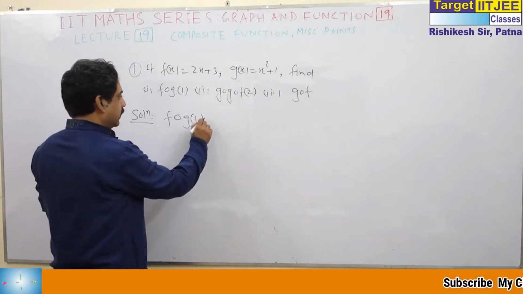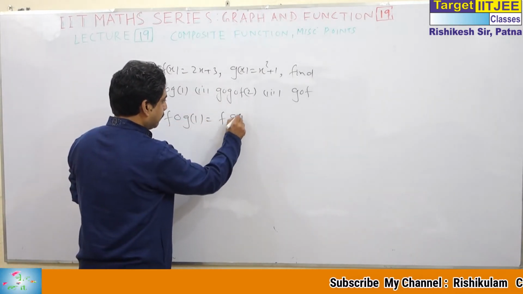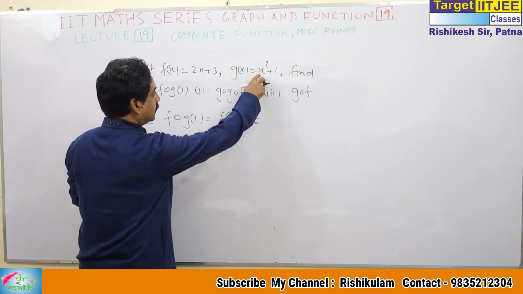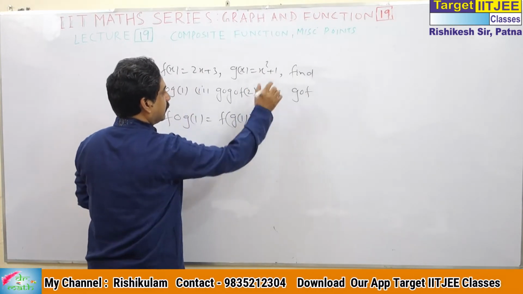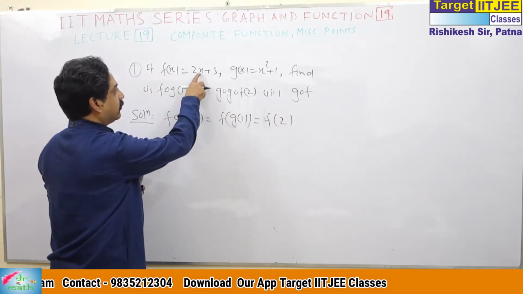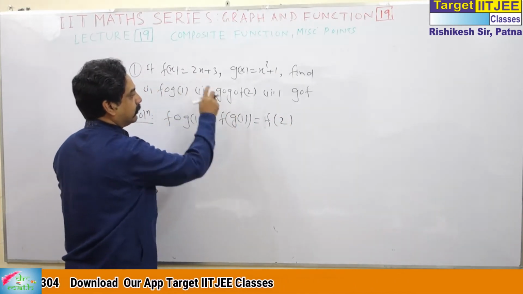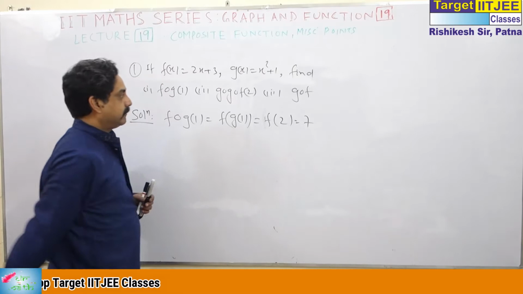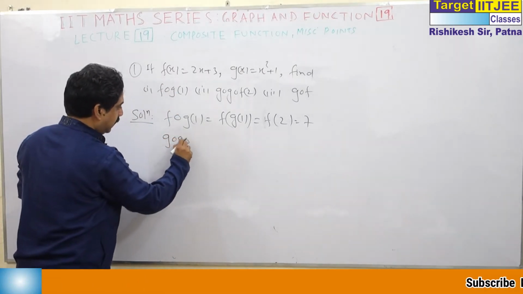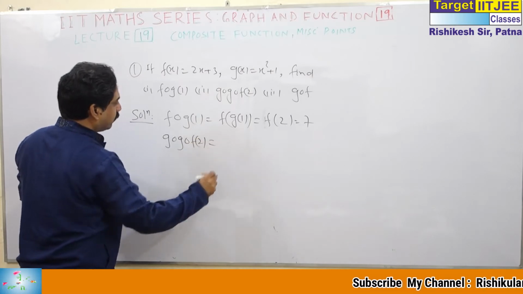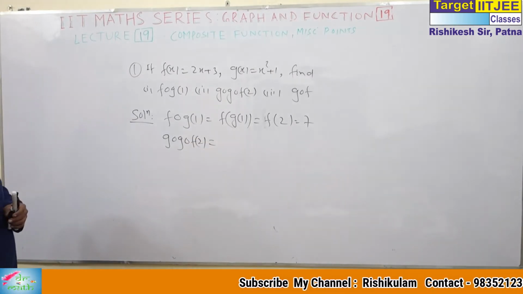This is f of g of 1. What is your g of 1? Actually, g of 1 is 1 square plus 1, which is 2, so this is f of 2. And what is f of 2? 2 into 2, 4, plus 3 is 7. This is actually the composition of two functions.